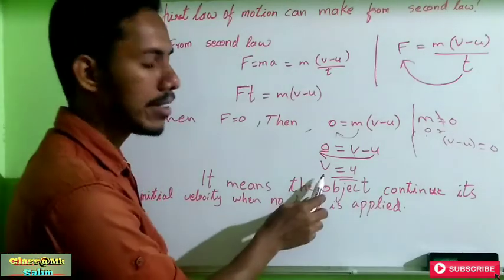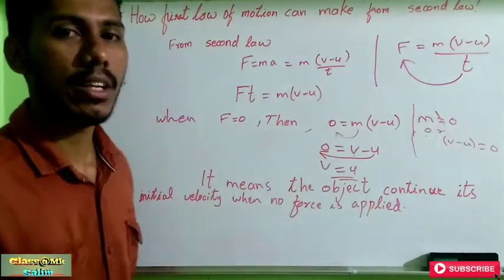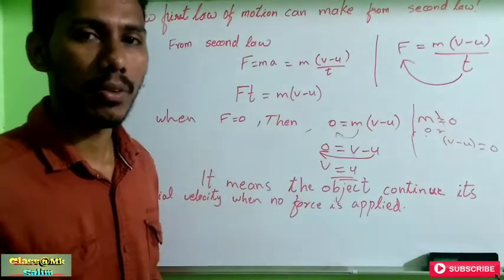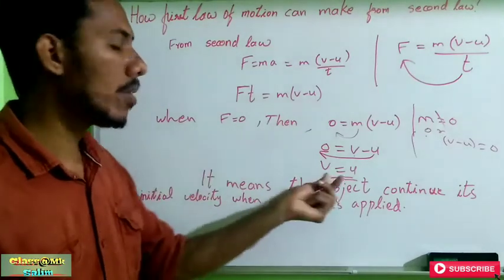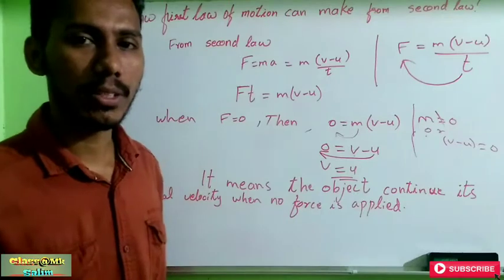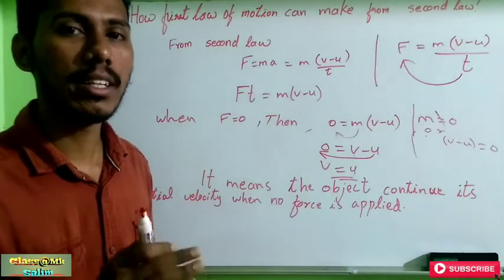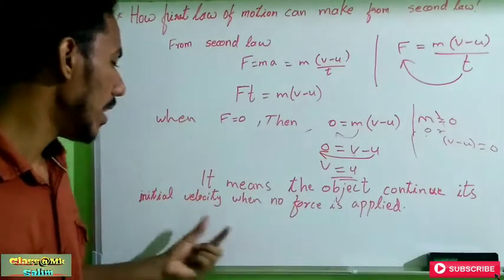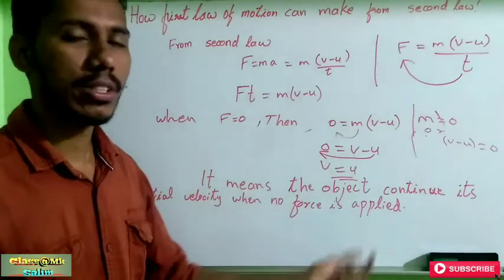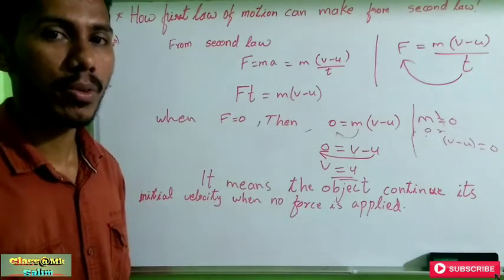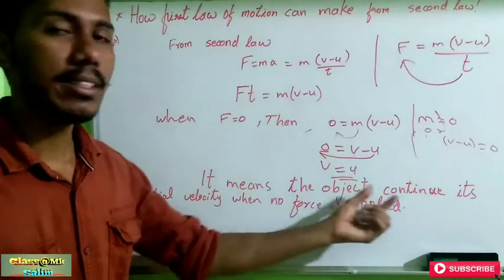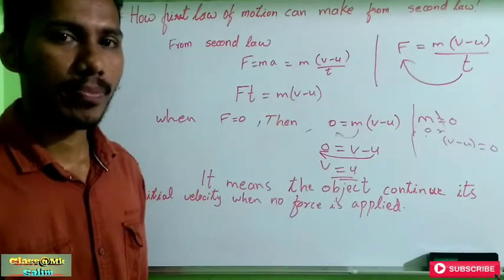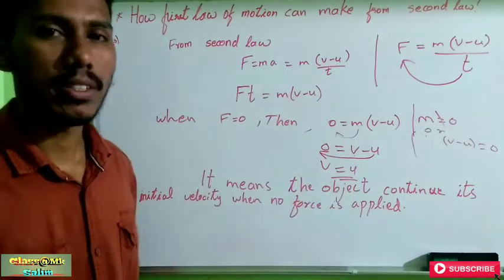What is it? v is the final velocity and u is the initial velocity. From this statement, we get that the initial velocity is equal to the final velocity if F = 0. It means that the object continues its initial velocity when no force is applied. That is the first law: when no force is applied, the object remains in that velocity or at rest. So from the second law, we derived the first law.